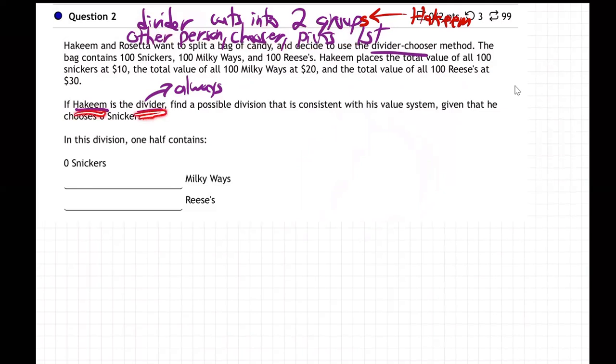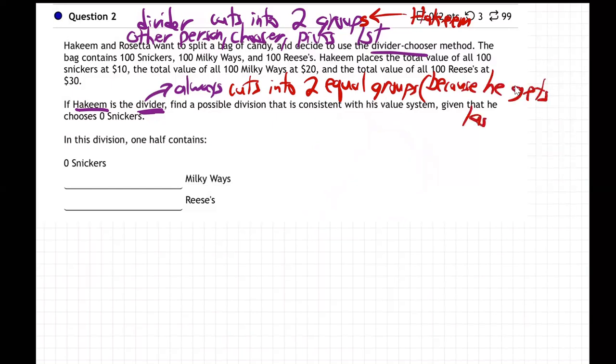So Hakeem, the divider, always cuts into 2 equal groups. And the reason, not because they're noble, but because he gets last pick, right? Second pick, last pick. So that's the idea with the divider chooser method. The person that divides gets last pick. So he'll make it into 2 equal groups. So Hakeem, being the divider, is going to make this into 2 equal groups. Well, how does he do it?